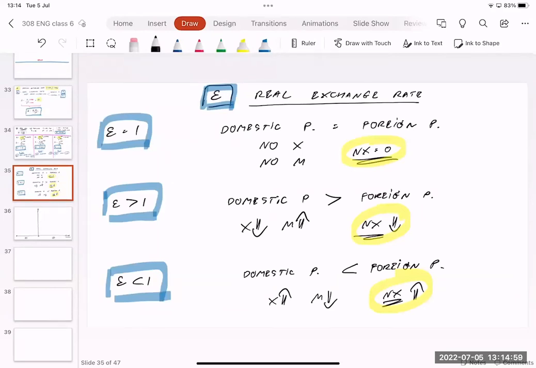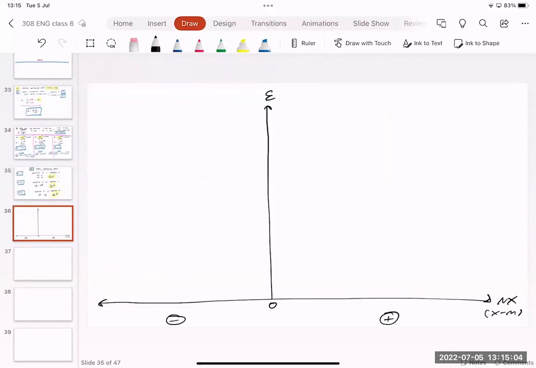From what you learned about the meaning of epsilon, the real exchange rate, we normally compare the real exchange rate with the number 1. So the graph is going to look like this. It is a graph of NX. NX is going to be equal to 0 here, where it intersects with the vertical axis. This is, let's say, point A. At point A, epsilon is equal to 1, and NX is equal to 0.